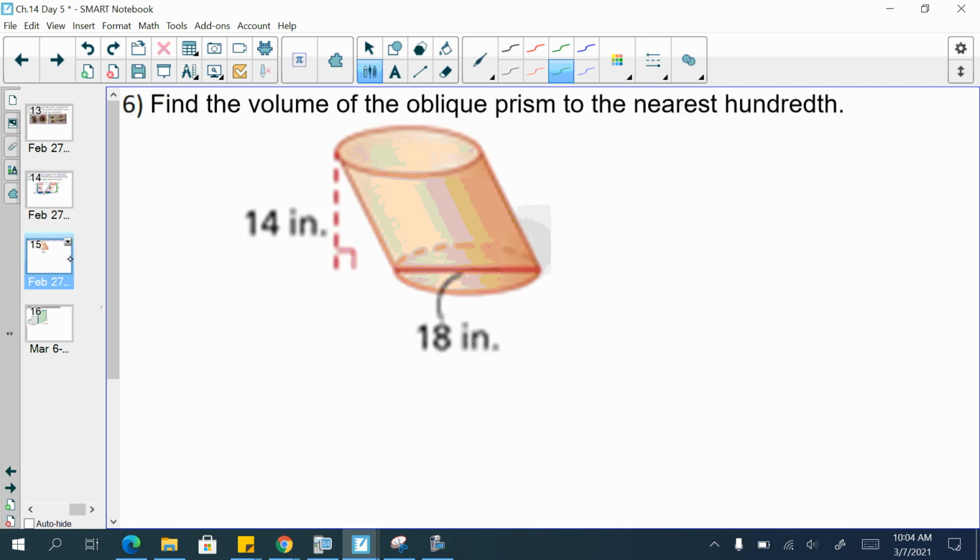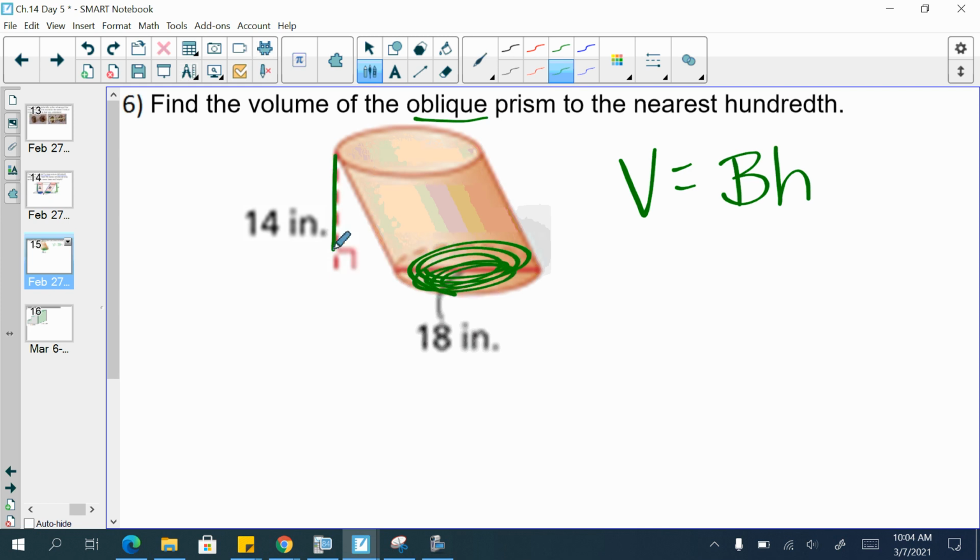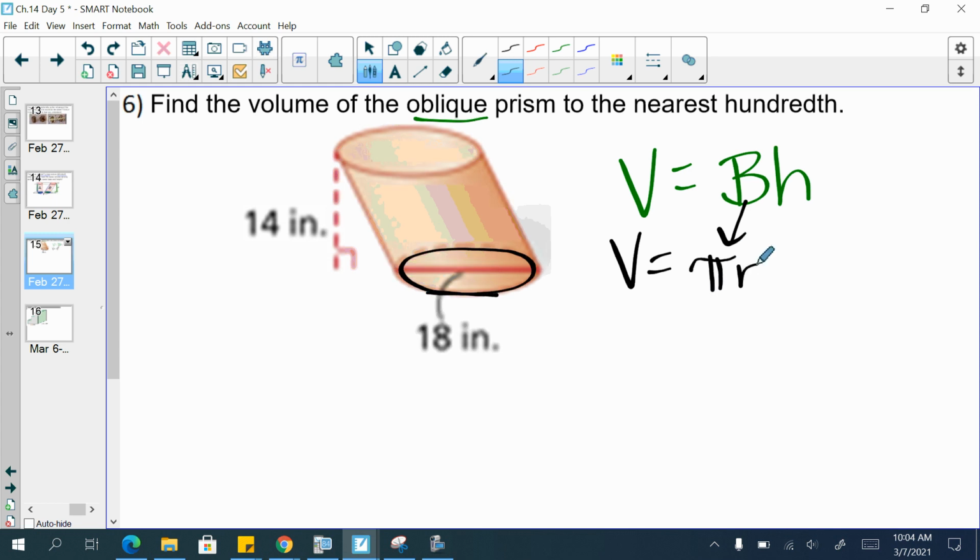So go ahead and try to find the volume of this, just like we did on the other prism. It doesn't matter that it's oblique. You're still going to take the area of the base and multiply it by the height. So again, let's write this out a little bit more detailed. Area of the base in this case, because it's a circle, means that we're going to be doing pi times radius squared. Then we'll have to multiply it by the height.